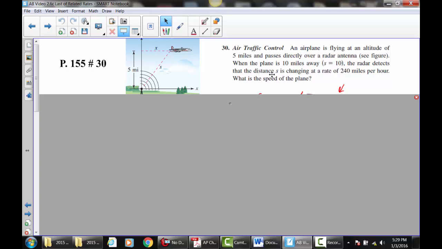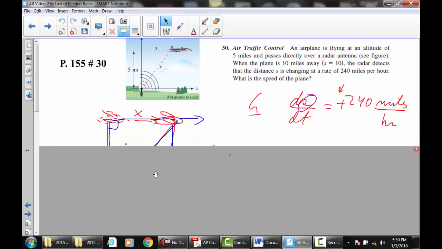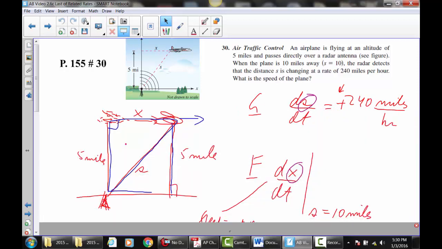The radar detects that the distance s, which is this distance here, is changing at the rate of 240 miles per hour. What is the speed of the plane? So here's the given rate: ds/dt is 240 miles per hour. As the plane keeps going in this direction, the distance between the plane and the radar antenna will increase, so that's positive. The speed of the plane is the absolute value of the velocity of the plane. The velocity of the plane is the horizontal distance with respect to time, so we're looking for dx/dt. We're given ds/dt when s is 10.